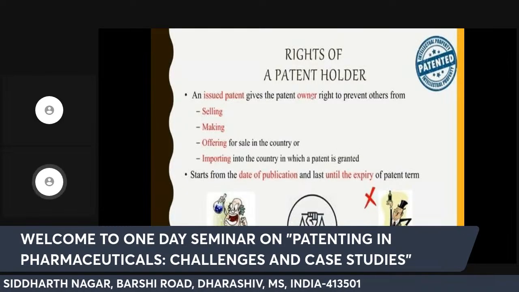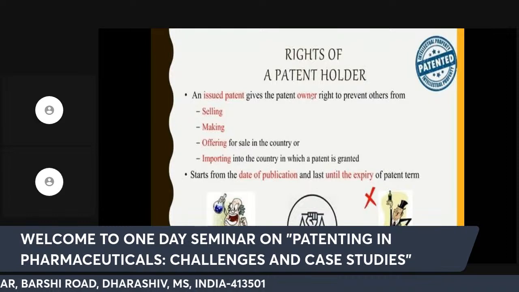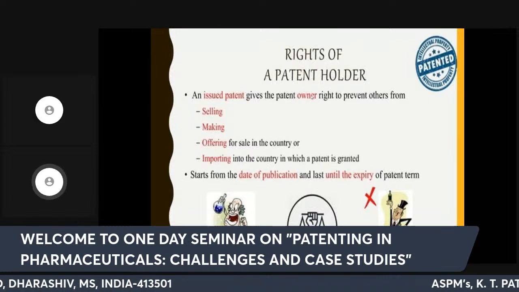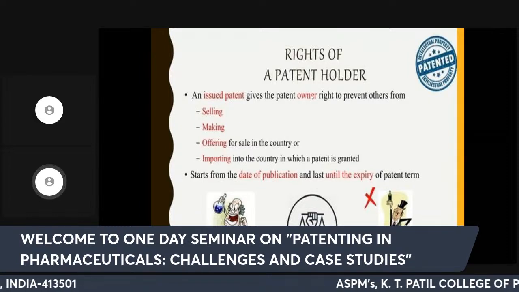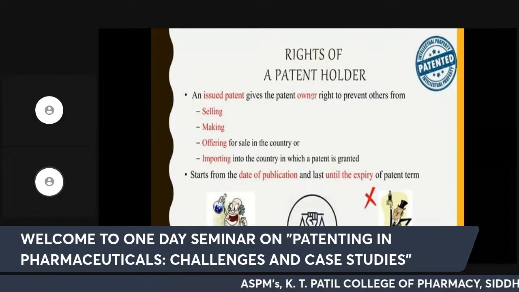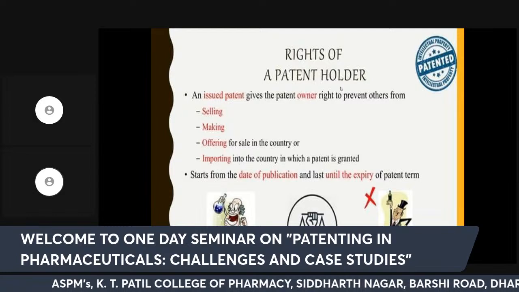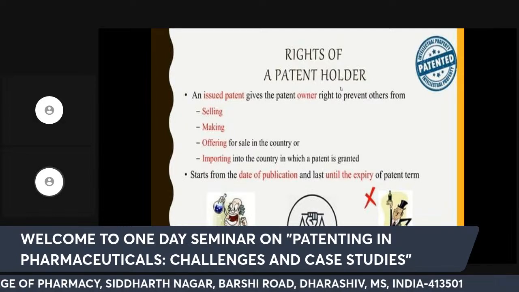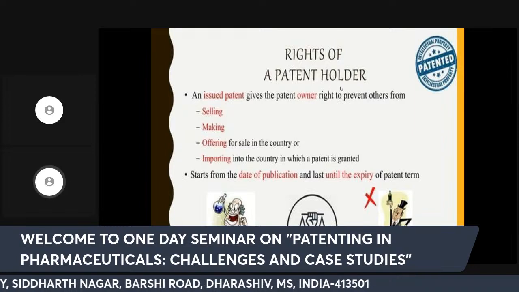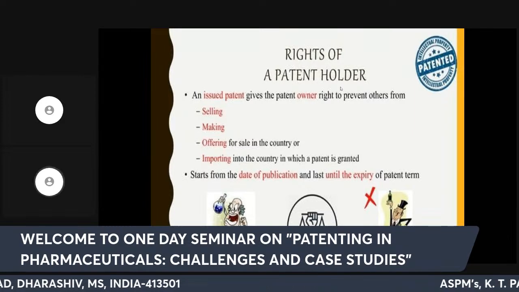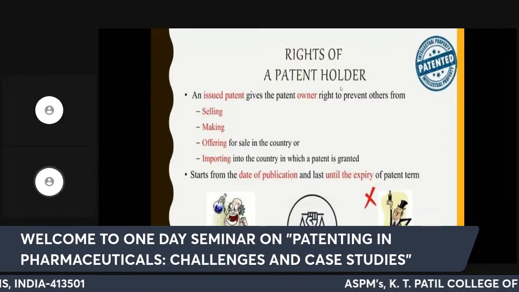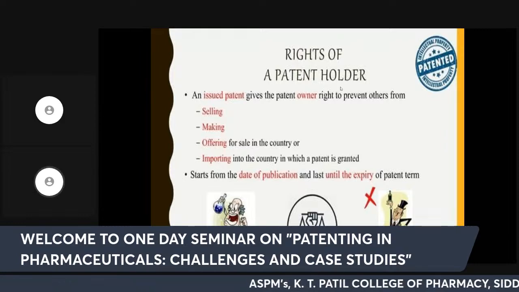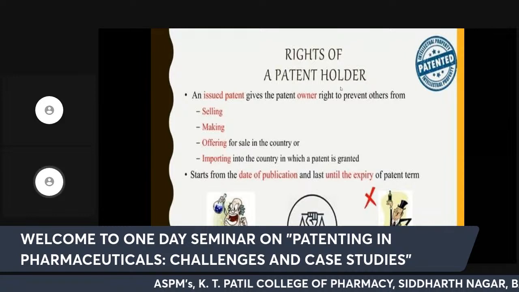So now, what are the rights of a patent holder? An issued patent gives the patent owner the right to prevent others. Likewise, I told you that it prevents others from selling, making, offering for sale in the country, in another country, or importing into the country in which a patent is granted. It starts from the date of publication and lasts until the expiry of the patent term. So now let's learn deep about it.